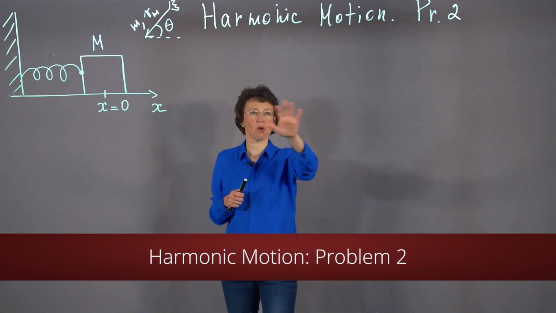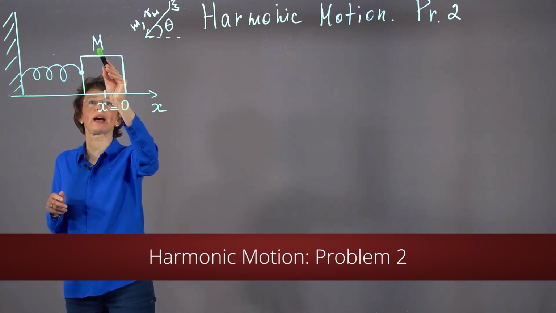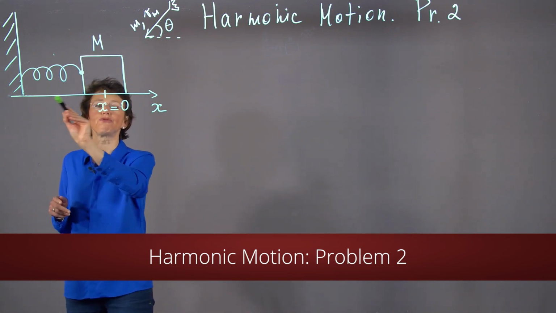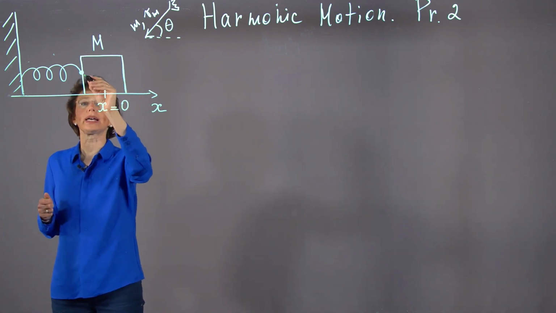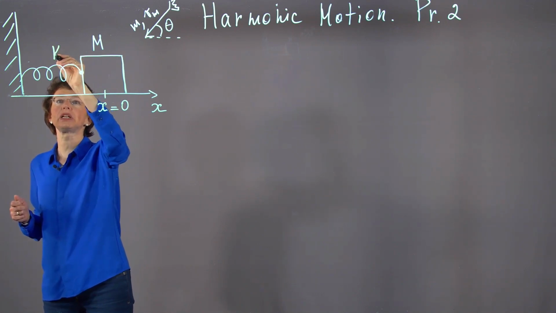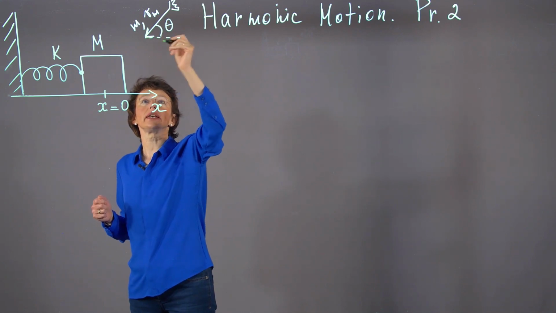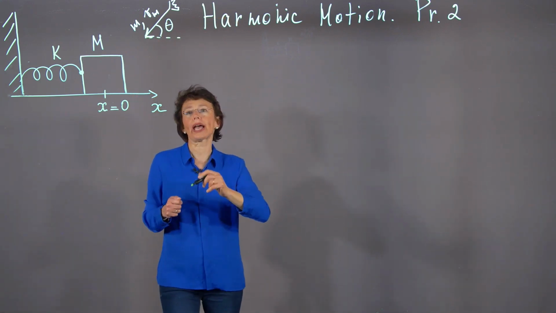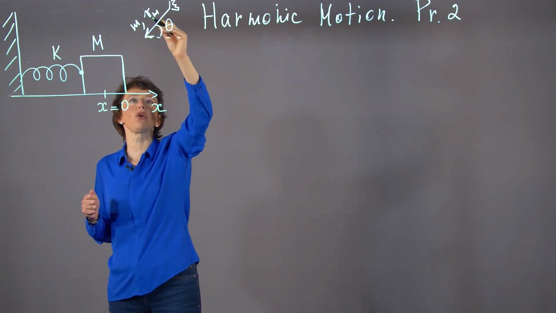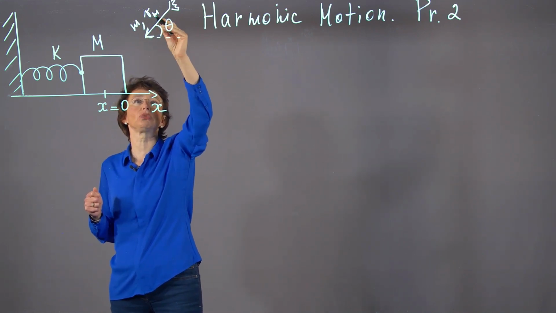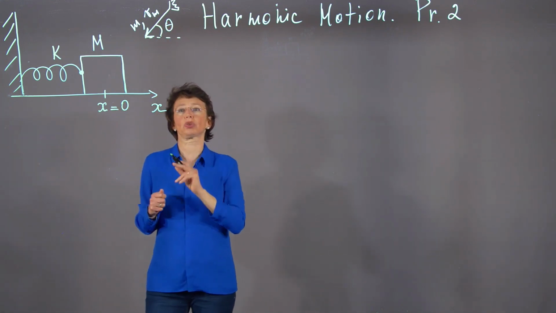This is the second problem on harmonic motion. For this problem, we have a block of mass M, and this block is on a frictionless table. This is important, frictionless surface. This block is attached to a spring with spring constant k, and then an arrow is fired into this block. This arrow has mass m, and it is fired at velocity v_m, the magnitude of velocity is v_m, at angle theta with the horizontal.